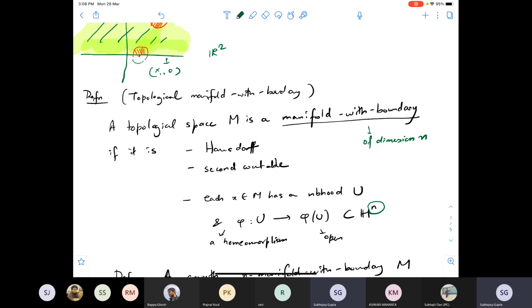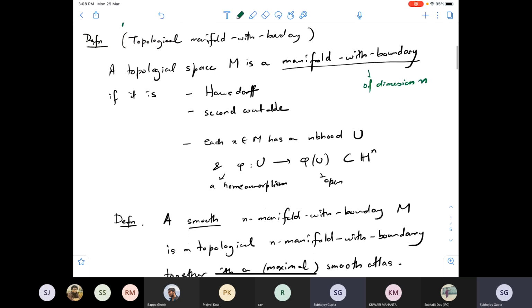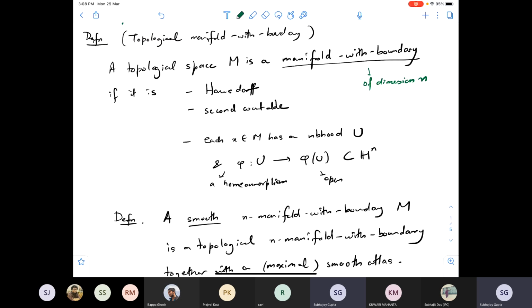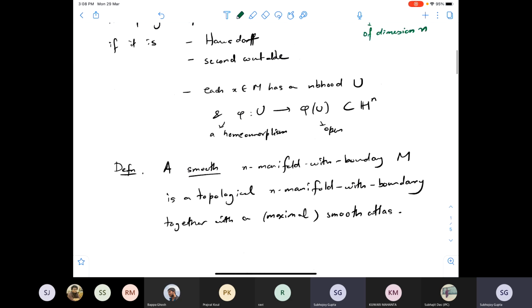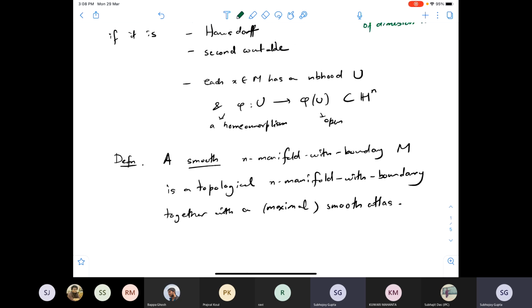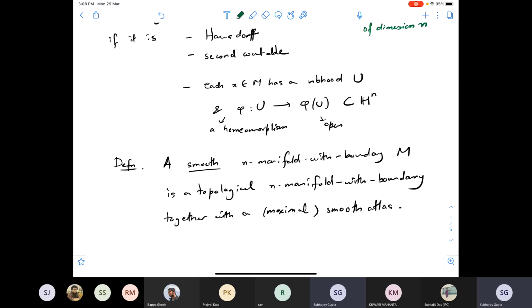Okay, so this is the definition of a topological manifold with boundary. Now, if you want to look at a smooth manifold with boundary, you just take such a topological manifold with boundary, and then you give it a smooth atlas. And I should mention that it's a maximal atlas just to make things unique, right?